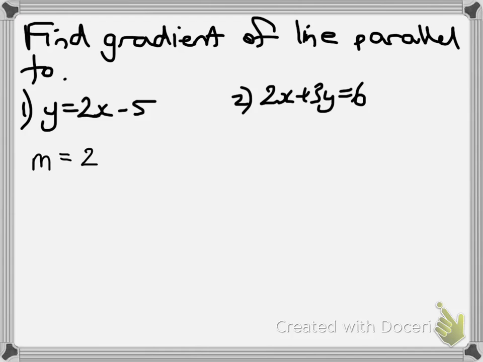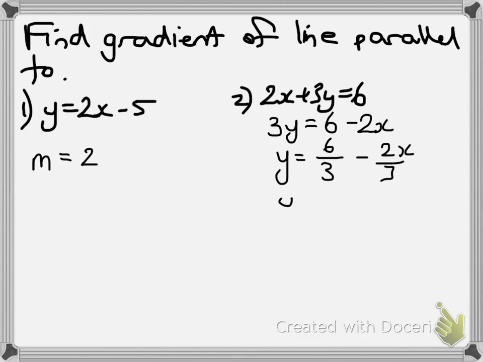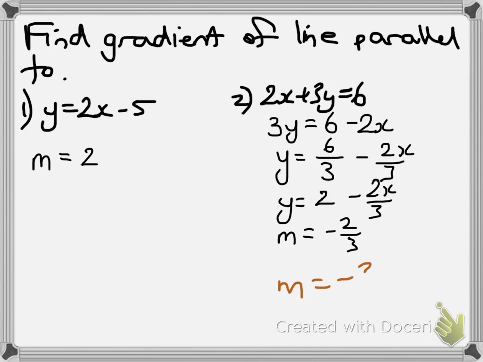This second equation, 2x plus 3y equals 6, is not in standard form, so I don't know the gradient yet. I have to rearrange the equation, so let's do that first. 3y is equal to 6, subtract 2x when I take the 2x across the other side, and then divide both of them by 3. 6 on 3 minus 2x on 3. Simplify it out. Now 6 on 3 becomes 2 minus 2x on 3. So the gradient of this particular line is negative 2 on 3. The gradient of a line parallel to that would also be m is equal to negative 2 on 3, the exact same.